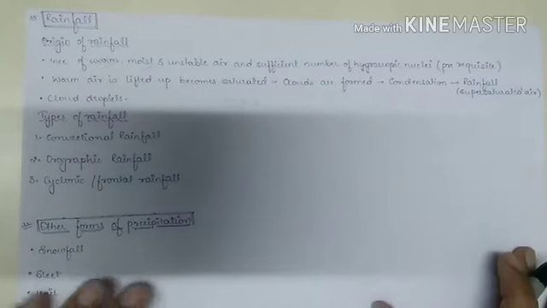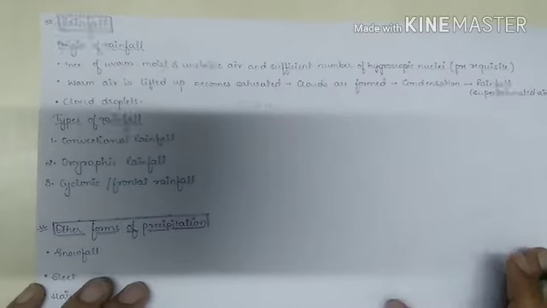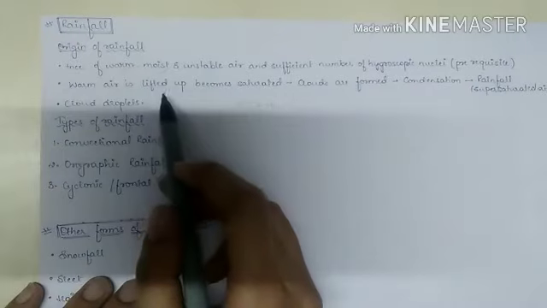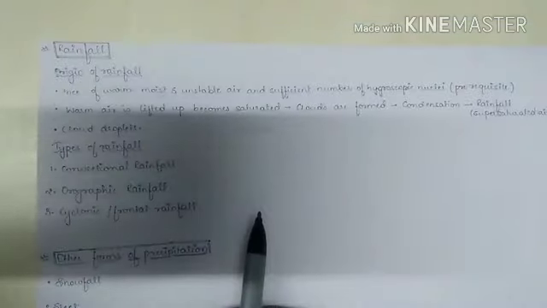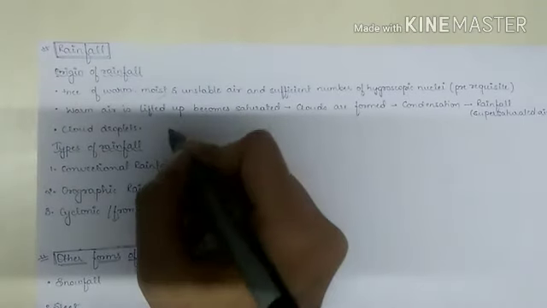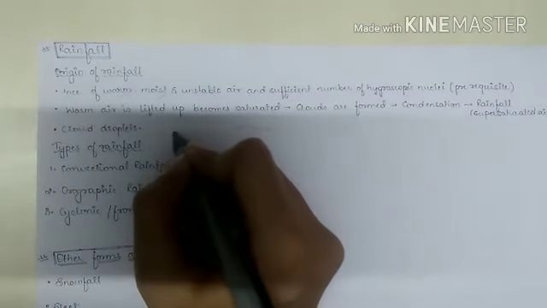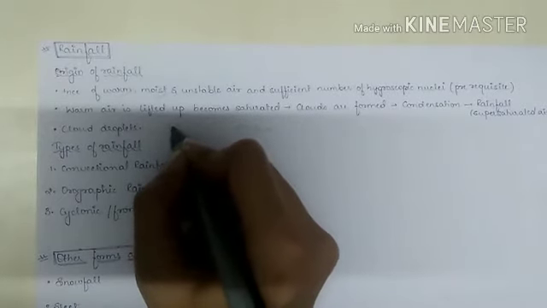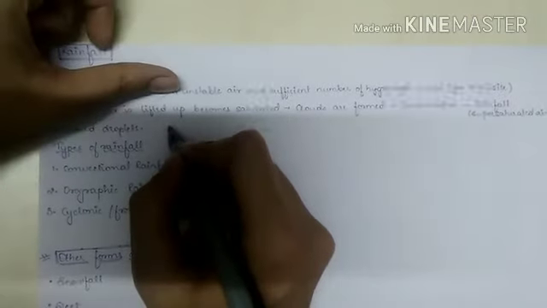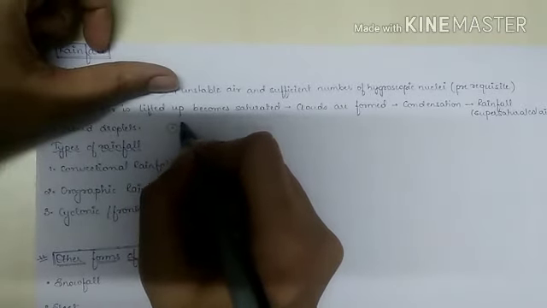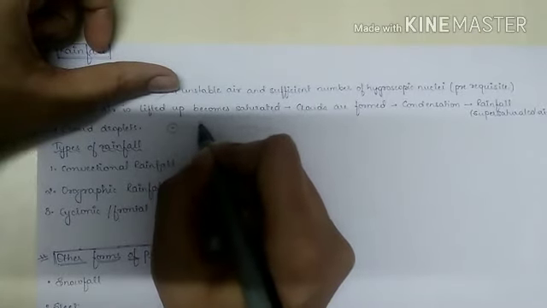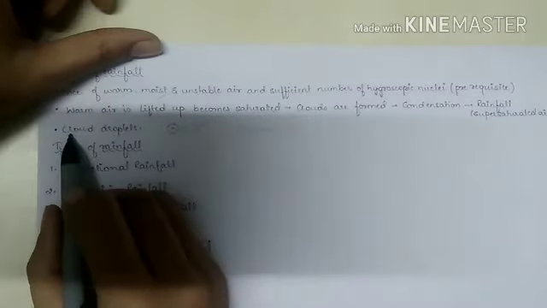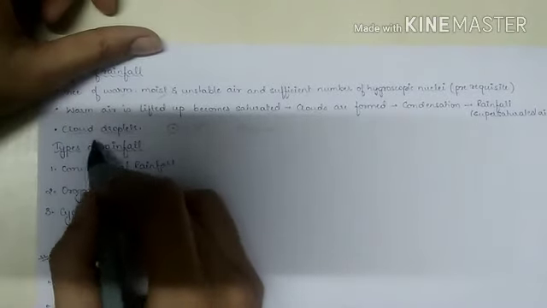Okay, so now we have a term known as cloud droplet. Cloud droplets are the droplets which are formed when the water vapor condenses and settles around hygroscopic nuclei. Okay, so what is the difference that it is called a cloud droplet?